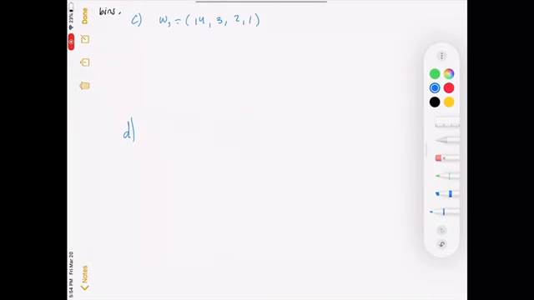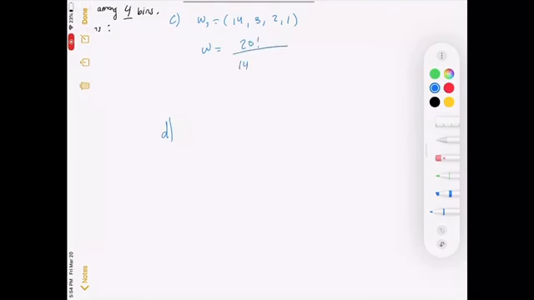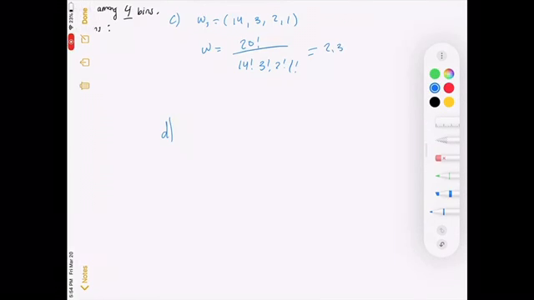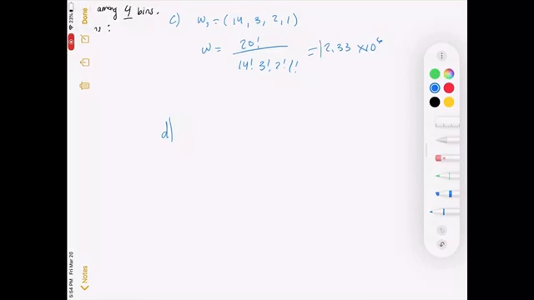For the next problem, similarly, you use the binomial coefficient expression. So the number of microstates would be equal to 20 factorial over 14 factorial, 3, 2, and 1 factorial, and that should give you 2.33 times 10 to the 6. That's the number of microstates available.